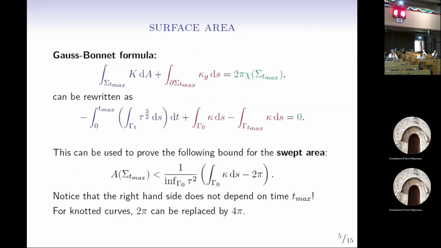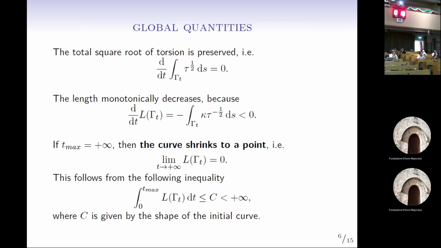I will also skip some of these properties, but we can actually nicely bound the total area that's generated. And the bound can be even improved by the Fenchel theorem if the initial curve is not knotted. But what's maybe more interesting for this talk is that the length of the curve is monotonically decreasing. That's again given by the normal direction with positive velocity. Even more, in this case, if the motion exists forever, the curve will definitely shrink to a point.